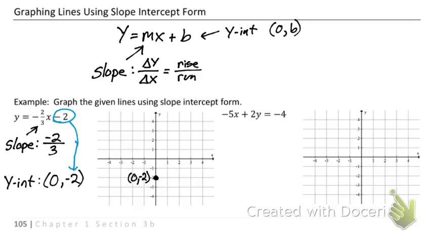Then we're going to do our slope, which is negative 2 over 3. So it's going to go down 2. So that's the negative 2 portion. And it's going to go right 3. That is our positive 3 portion. Plot our point there.